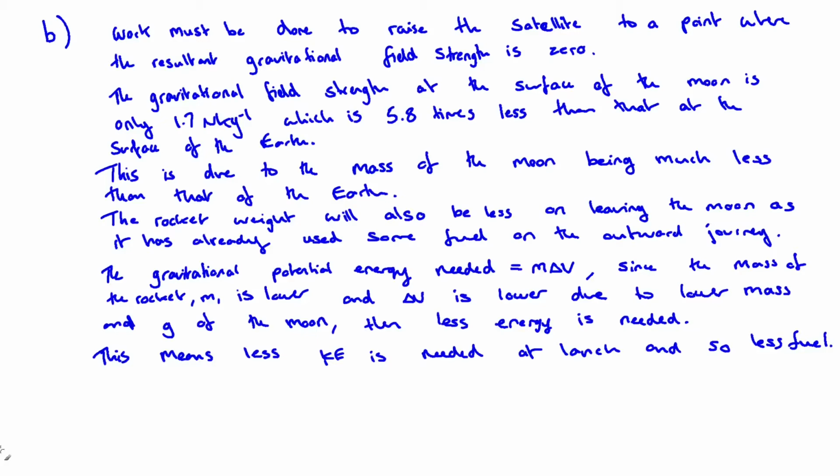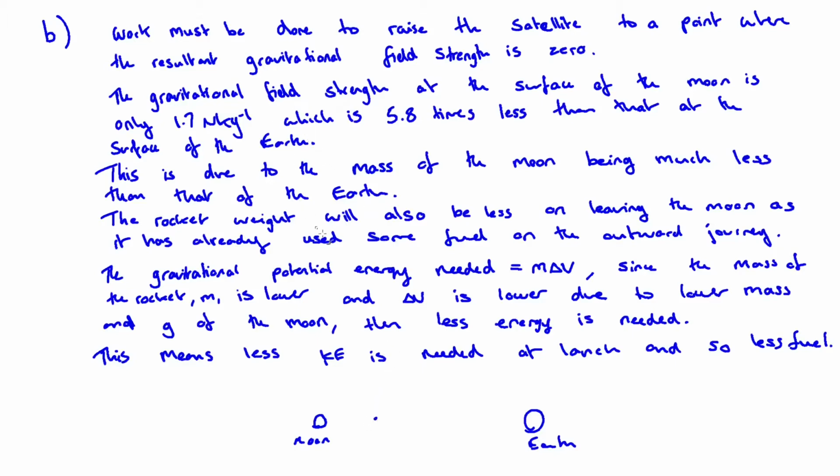First thing, do we understand that work must be done to raise the satellite to a point where the resultant gravitational field strength is 0? So if you can imagine the moon down here, you've got the Earth over here, there will be a point closer to the moon than the Earth where the resultant gravitational field strength is 0. Now, if you can get to that point, the Earth's gravitational field will naturally pull the satellite back from that point onwards. So it's really getting over that point there, and then you're home free after that point, as the Earth's gravitational field will continue to accelerate the satellite back to Earth. So it's reaching that point there.